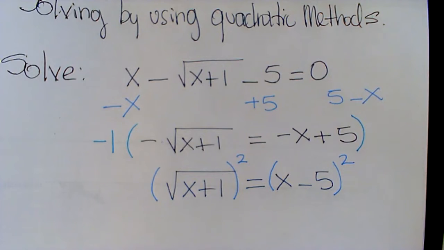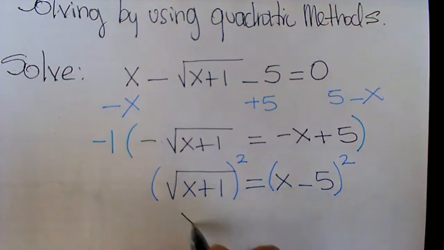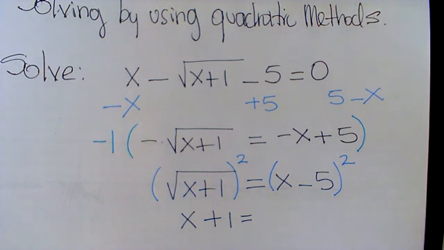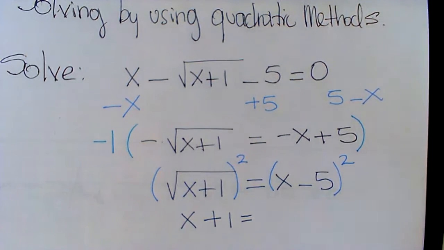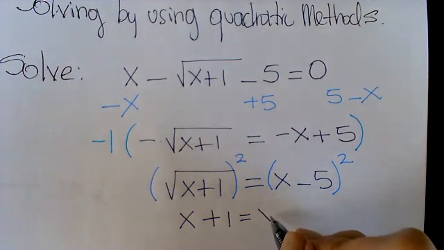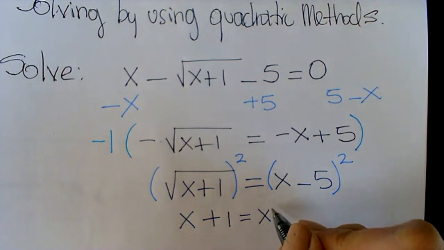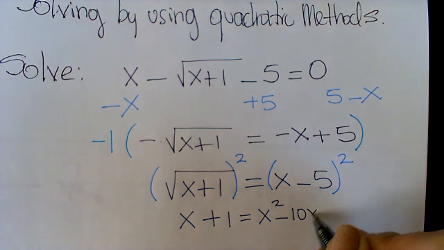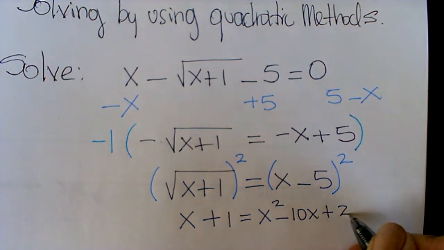So what do I have on this side? I have an x plus 1. And on this one, is what? X squared minus 10x plus 25.